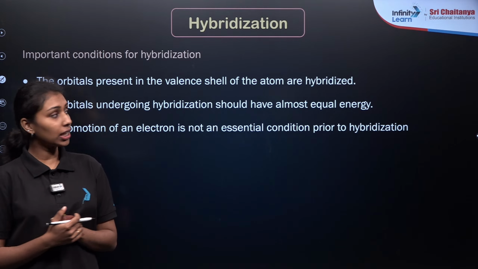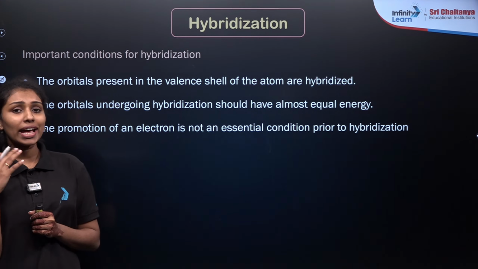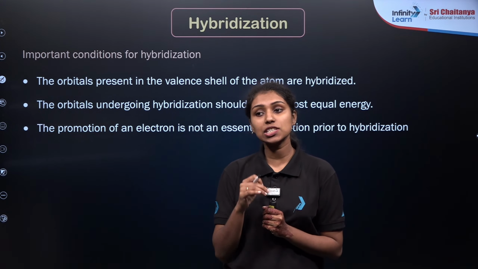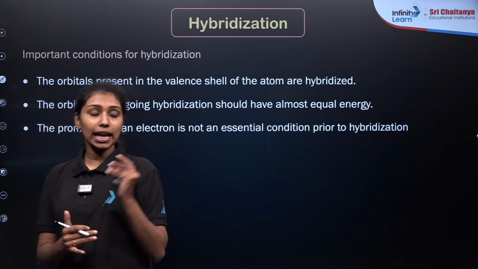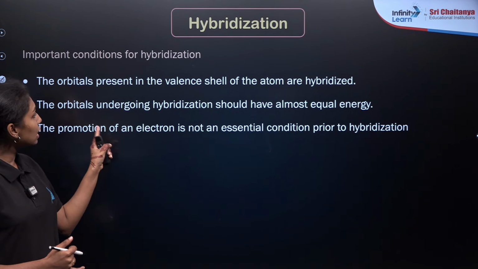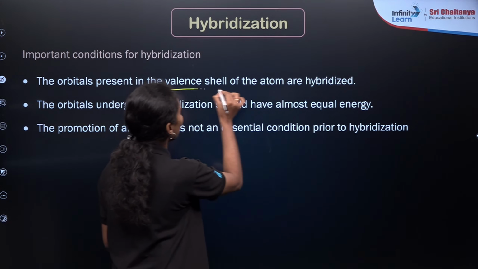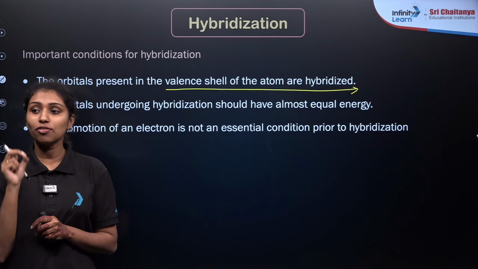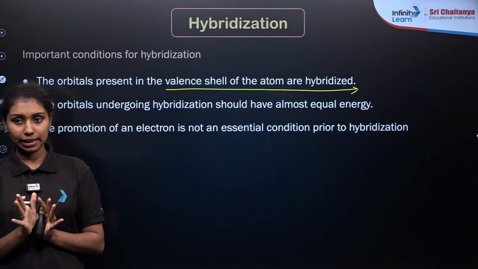Now let us discuss the conditions for hybridization. As we already know, when discussing the overlapping concept, there should be at least one unpaired electron, right? Similarly, in hybridization, the orbitals present in the valence shell of the atom are hybridizing. So if you take any example, we will be focusing only on the valence shell of the particular element. Clear?